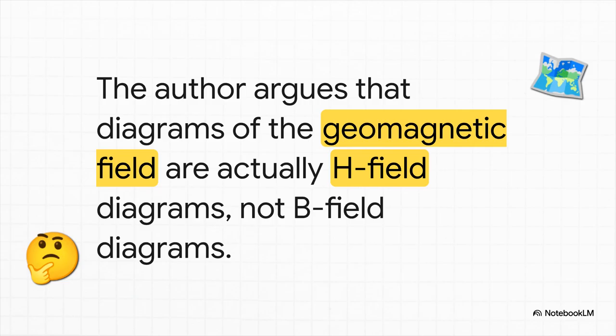And this is where the author really starts to poke holes in things. He basically argues that those classic diagrams we've all seen of Earth's magnetic field, the ones that look like a big bar magnet, aren't showing us the true magnetic B field at all. They're diagrams of the H field, which plays by different rules.